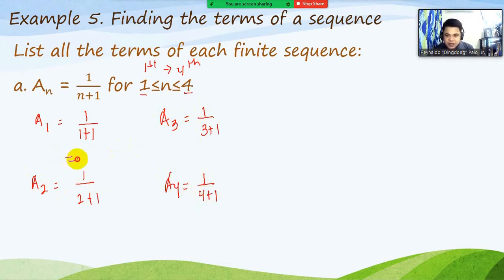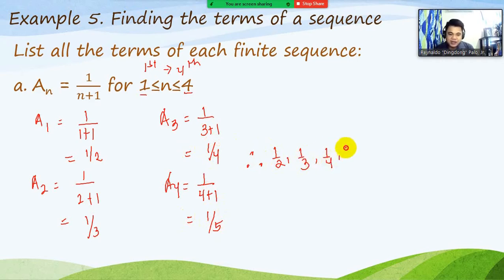And then simplify. 1 over 1 plus 1 is 1 half. 1 over 2 plus 1 is 1 third. 1 over 3 plus 1 is 1 fourth. And lastly, 1 over 4 plus 1 is 1 fifth. To write the final answer, therefore, the terms are 1 half, 1 third, 1 fourth, and 1 fifth. This will serve as your final answer.